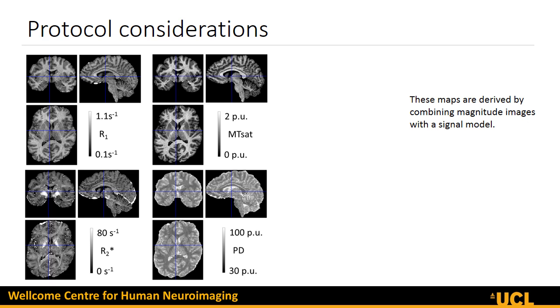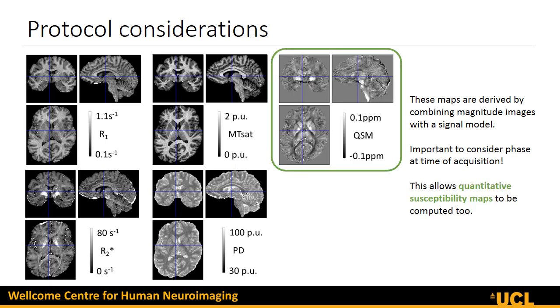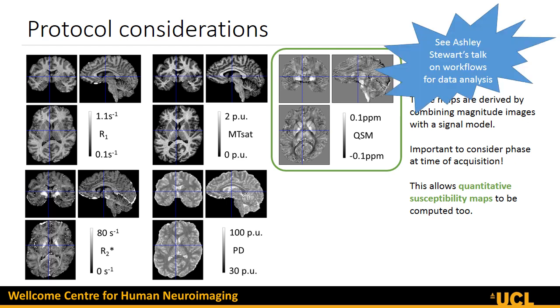What we may want to also consider is the phase of the signal, since the MRI signal itself is a complex quantity. This means that, at least in principle, we can get magnitude and phase information at the same time. However, we do need to make sure that our protocol is set up A, to save this information, and B, to do so in a sensible way. If we do that, we can get an additional measure, the quantitative susceptibility map, and we can do so with no additional cost in terms of acquisition time. See Ashley's talk later on for workflows.